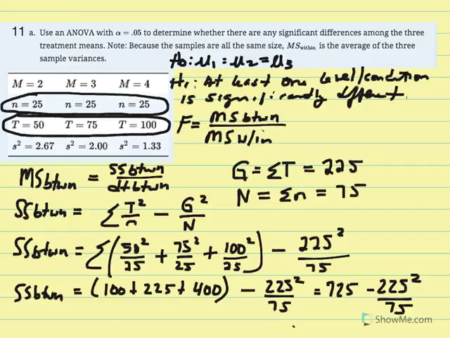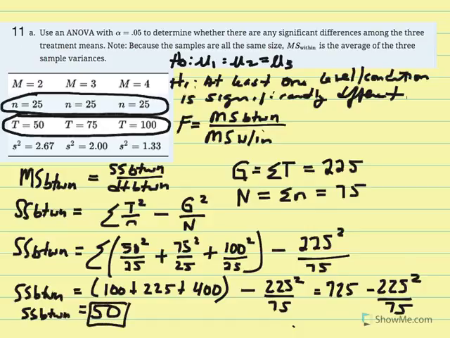And so this should look very familiar. It's similar to the process of computing the SS, sum of squared deviations, for x values, but now it's the representation of the entire data set across all three conditions. So in our calculators, 225 squared divided by 75 subtracted from 725, that gives us SS between equal to 50. Okay, so we're going to transfer that over in just a second.